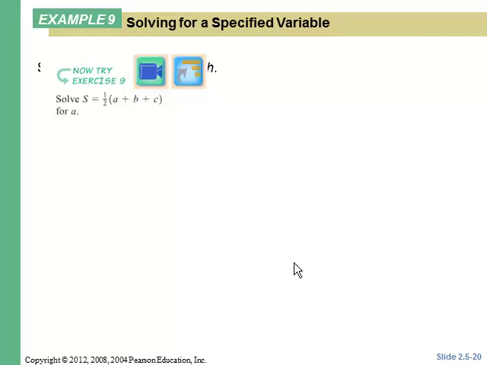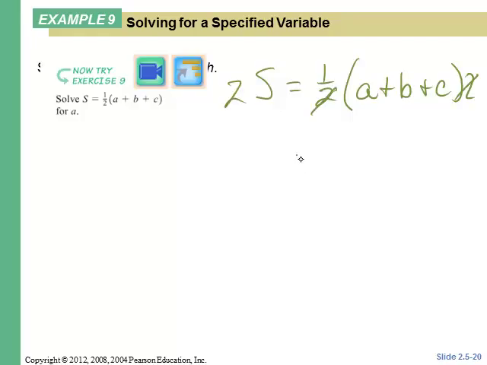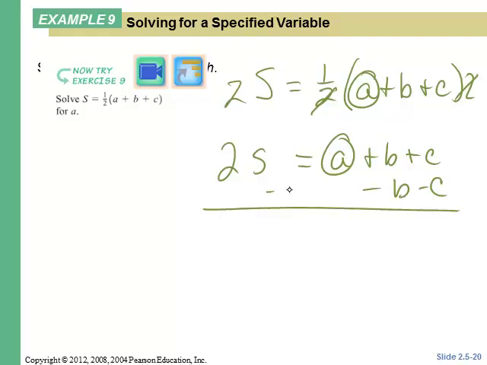You try this one. If at all possible, take care of the fraction before you remove the parentheses. So I'm going to multiply both sides by 2, and that'll take care of the 1/2. And I have 2s equals A plus B plus C. We want the A all alone, so we're going to subtract B and C from both sides. And we get 2s minus B minus C equals A. These cancel.